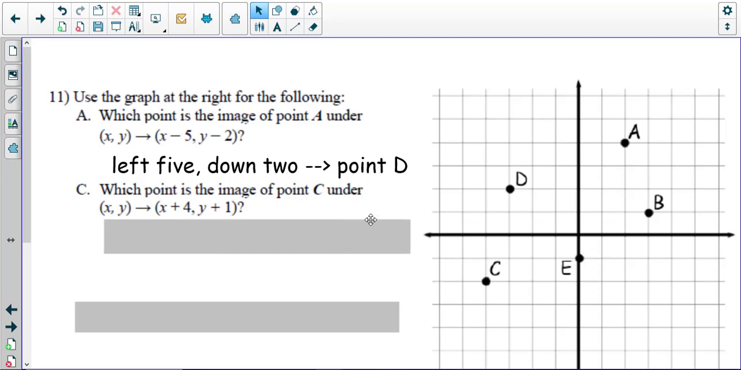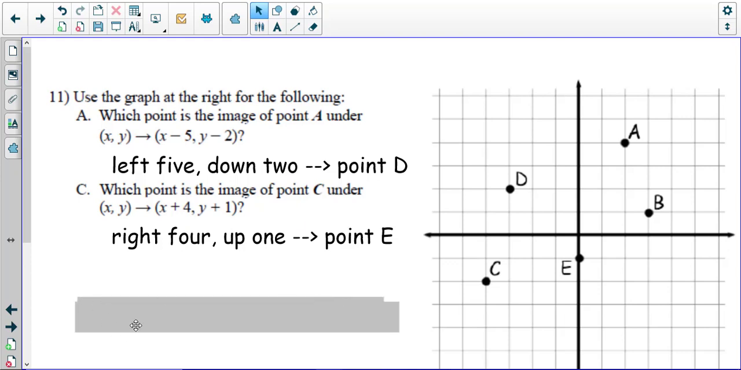Up 1 unit is going to take us to point E, which you might have seen as I was moving the box out of the way. So again, for part A, it's going to be point D, and for part B, it's going to be point E.